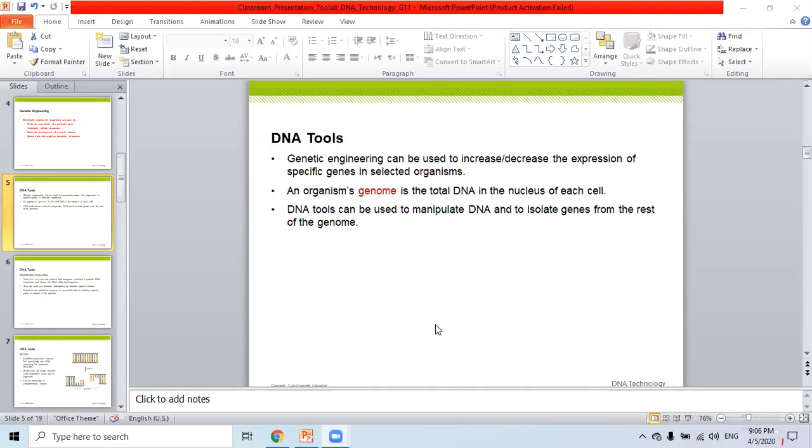DNA tools can be used to manipulate DNA. Manipulate means correct. This means that there could be something wrong in the DNA. What is making a mutation? The mutation can be good or not good. Something can show that this person is a very special person, or he looks disabled. So DNA tools can be used to manipulate DNA and to isolate genes from the rest of the genome. Yes, it is easy to isolate one gene. You got the idea now?